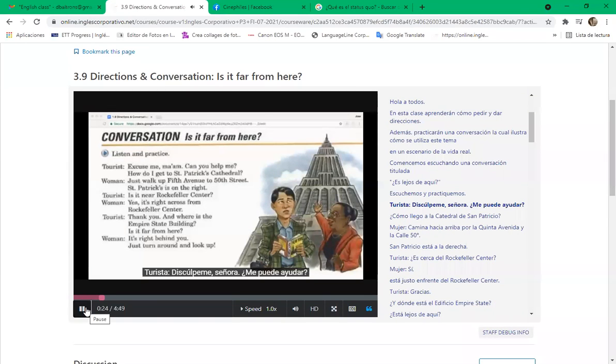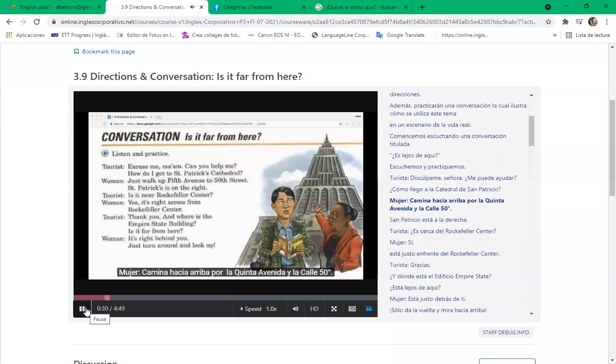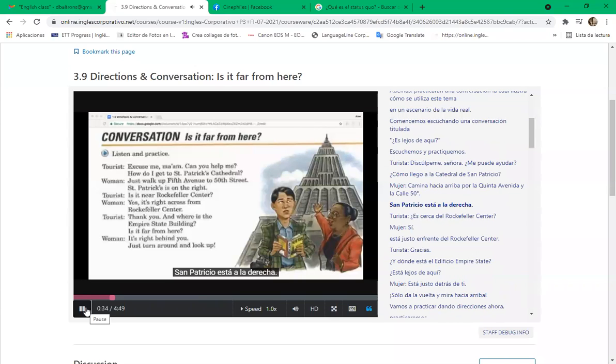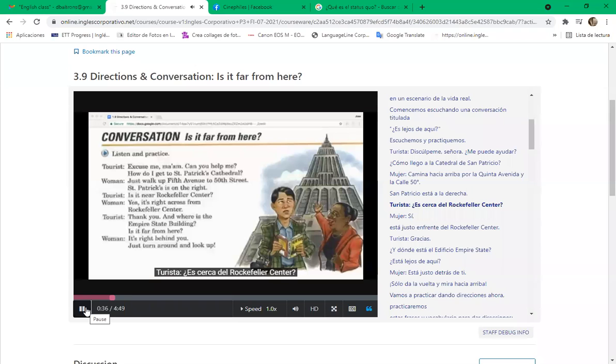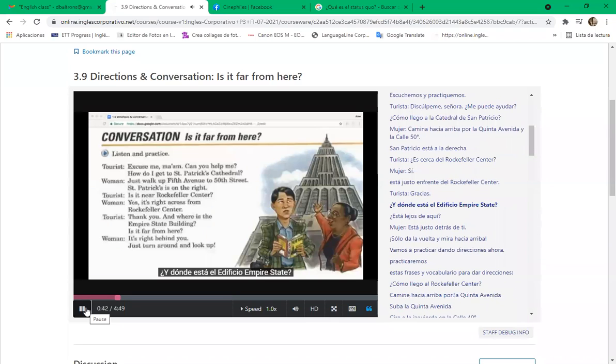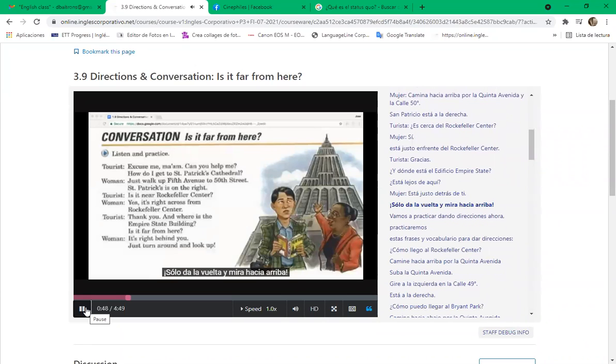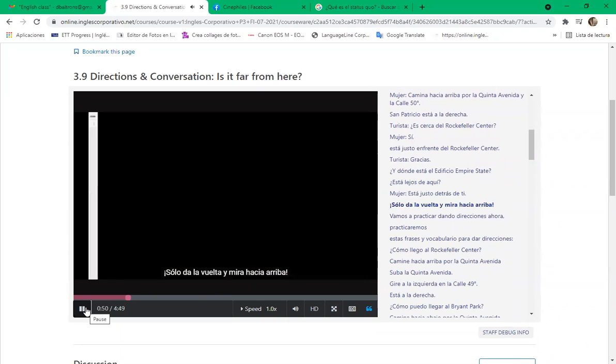Excuse me, ma'am. Can you help me? How do I get to St. Patrick's Cathedral? Just walk up Fifth Avenue to 50th Street. St. Patrick's is on the right. Is it near Rockefeller Center? Yes, it's right across from Rockefeller Center. Thank you. And where is the Empire State Building? Is it far from here? It's right behind you. Just turn around and look up.